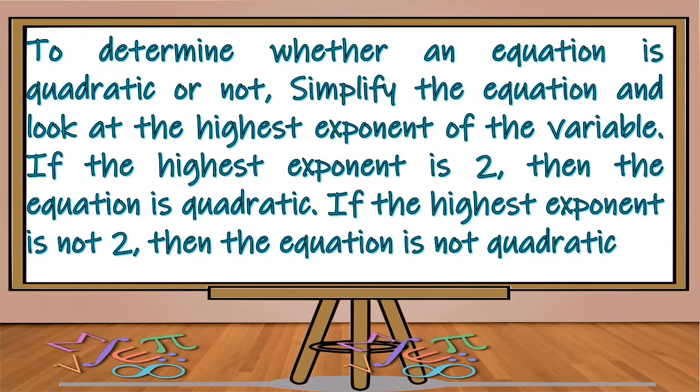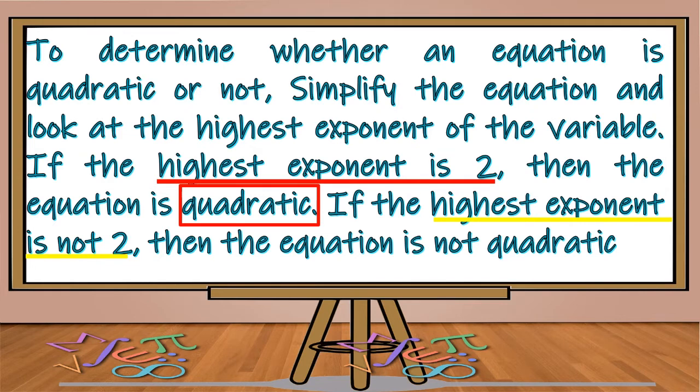To determine whether an equation is quadratic or not, simplify the equation and look at the highest exponent of the variable. So, if the highest exponent is 2, then the equation is quadratic. If the highest exponent is not 2, then the equation is not quadratic.